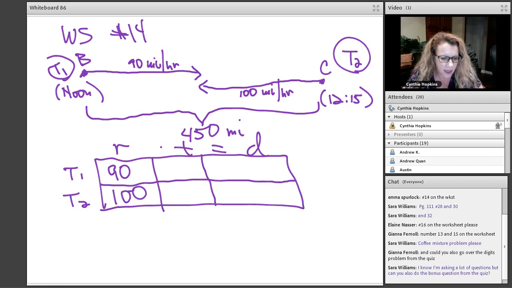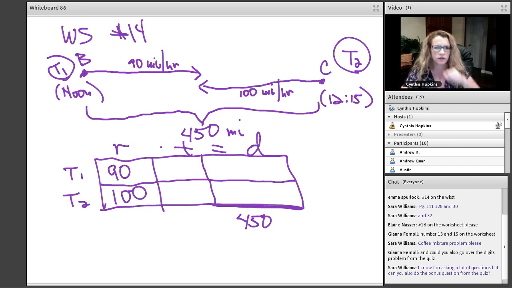Okay, and let's go back and reread again. So it said at noon, obviously that has to do with time. Train 1 leaves Bridgeton heading east at 90 miles per hour to Cogsville, which is 450 miles away. By the way, let me go ahead and do that. Distance is 450. That's a total distance. So watch where I'm putting it in my chart, not in the boxes, but below the distance column. Okay, that's the total distance.